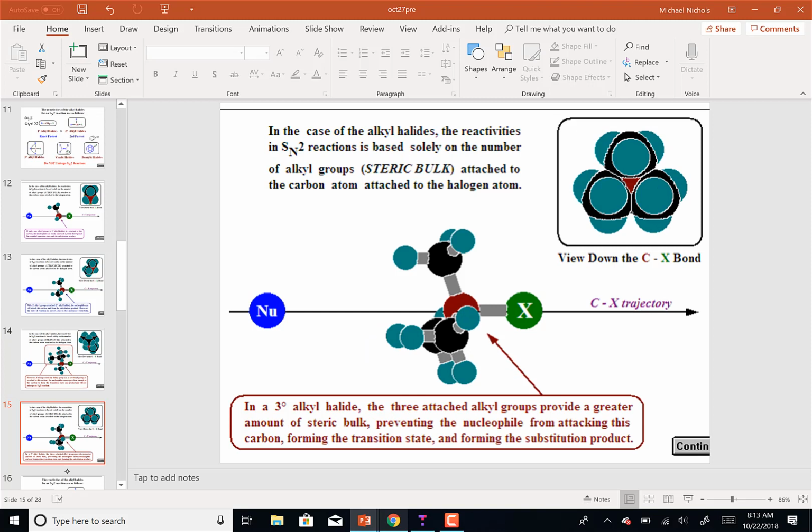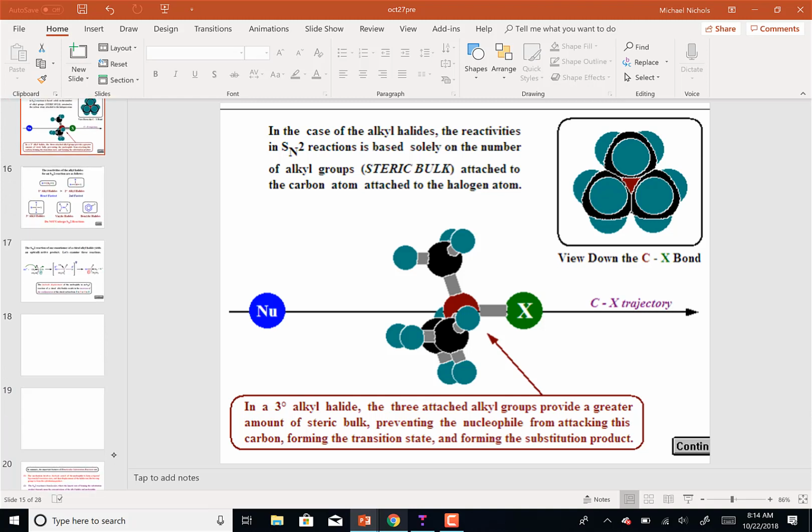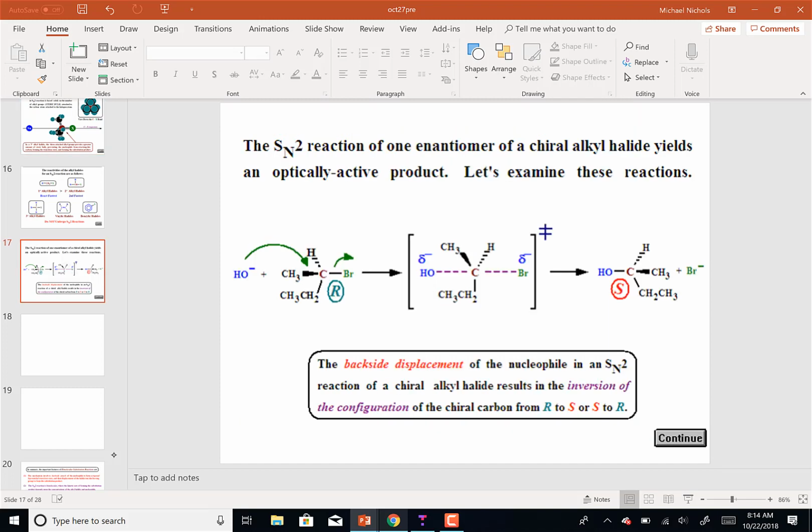And then if you have a tertiary like this, again, it's very difficult for the nucleophile to get at that carbon that's attached to the leaving group. So this kind of gives you that perspective in terms of how the molecules react. Now, what we want to do is practice writing mechanisms.